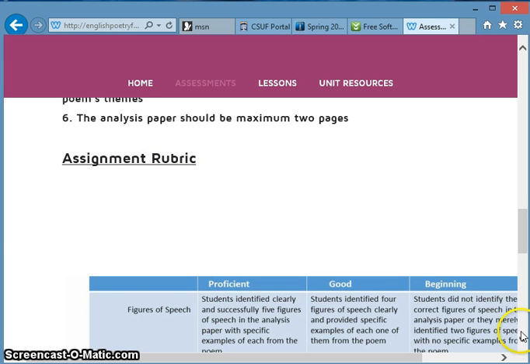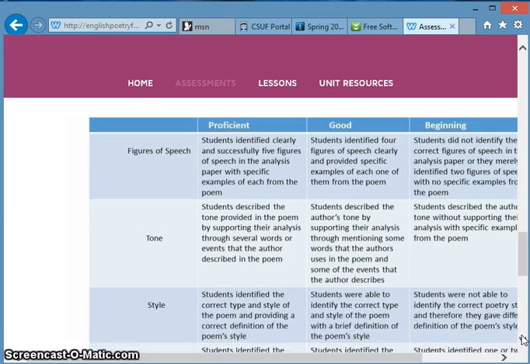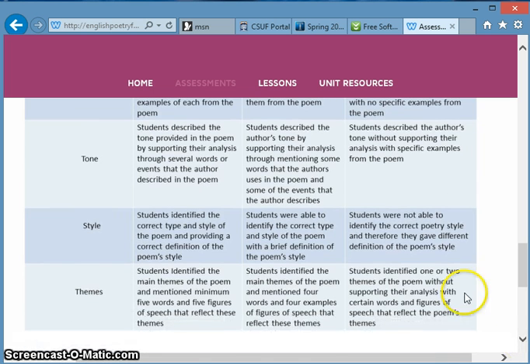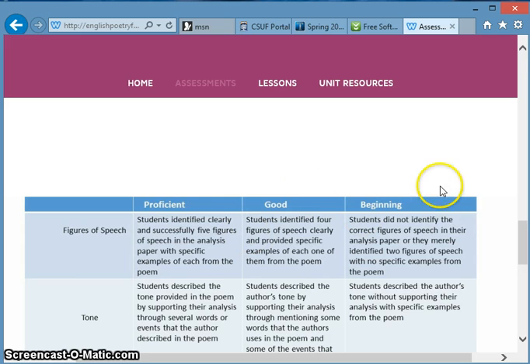an assignment rubric, which students should view and know about so they can know how to write their analysis paper, the requirements of this paper, and how I will grade their papers as an English teacher. They should know that their paper should include the analysis of figures of speech, the tone, the style, and the themes of the poem. And this rubric is divided into three levels: professional, good, and beginning.